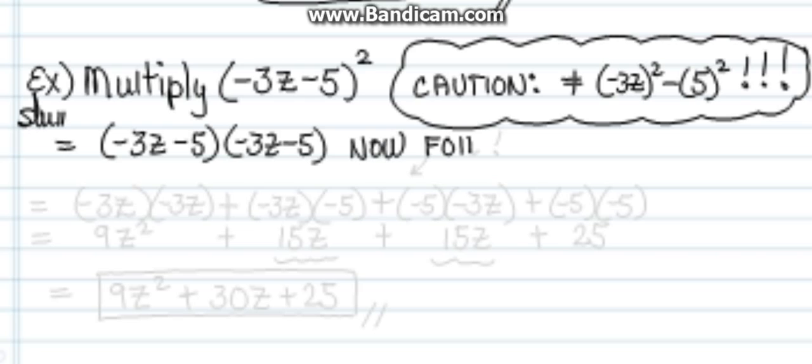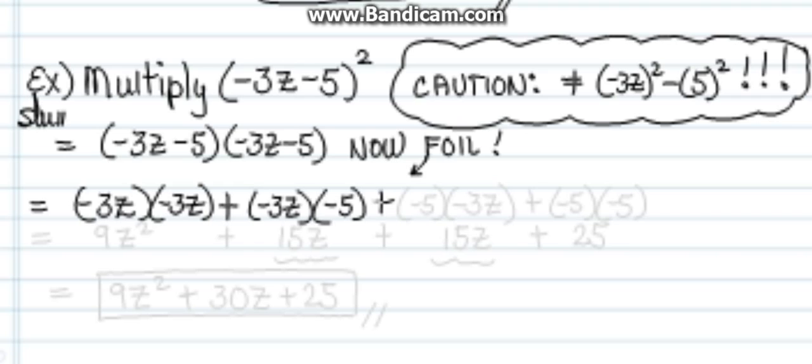I'm going to FOIL this thing. First times first gives me negative 3x times negative 3x. Plus the outer times outer is negative 3x times negative 5. Plus the inner times inner is negative 5 times negative 3x. And then the last times last is negative 5 times negative 5.